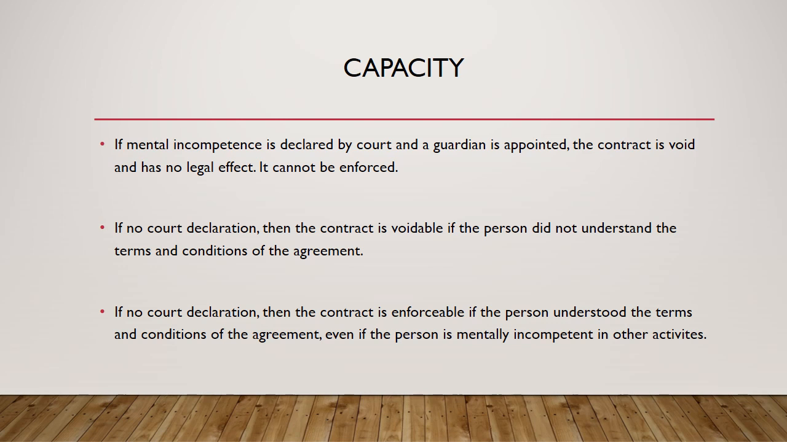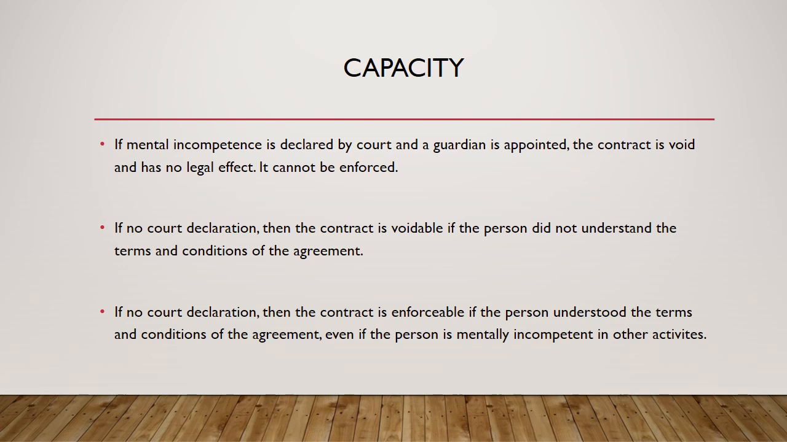So looking at mental incompetency, the courts will often declare people to be mentally incompetent. They may have a conservatorship or they may have a guardian for them. If a court deems you mentally incompetent and there's a guardian or a conservator, then the contract is void and has no legal effect. The court has already declared you to be incompetent, so there's no question about whether you had capacity and there could be a true meeting of the minds. In that instance, the contract cannot be enforced.